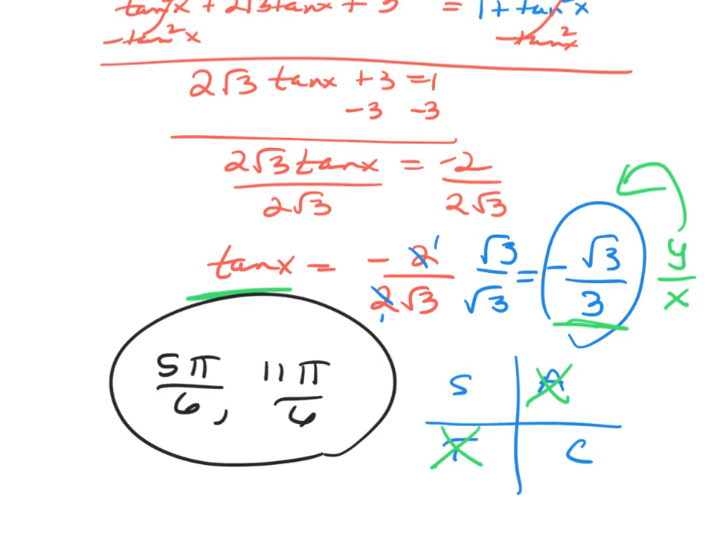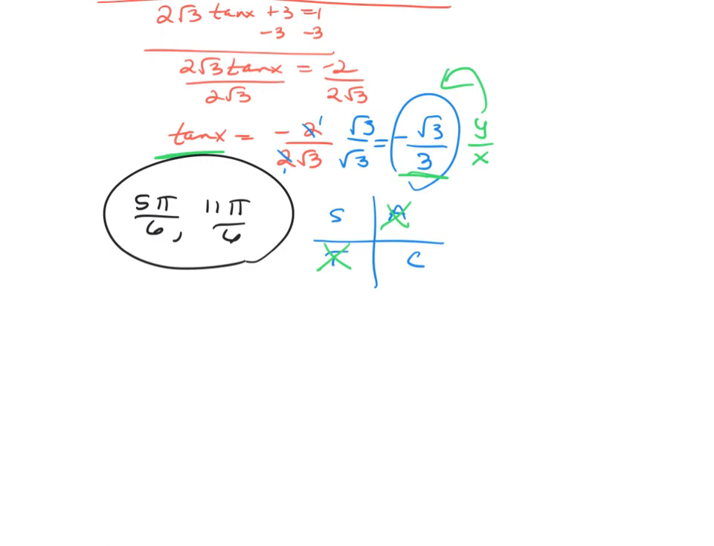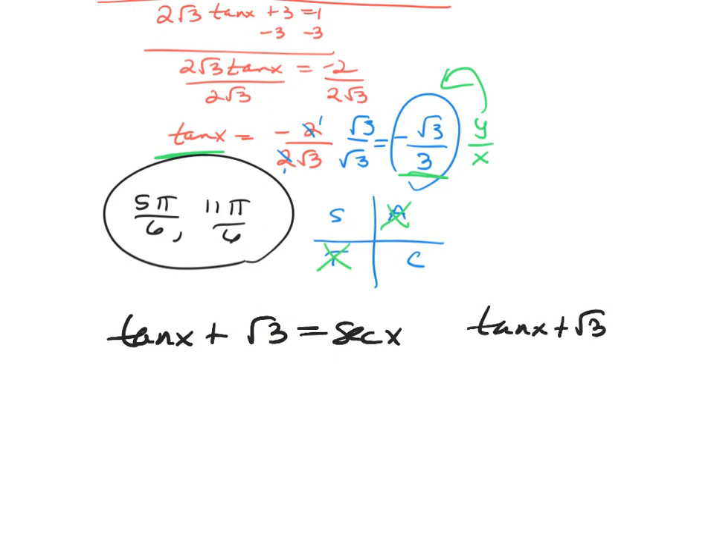Whenever you have a radical, we need to check our answer for extraneous solutions. So I need to check this, and I need to plug it back in to the original. So when you have a radical, we need to check our answers. So let me rewrite the original problem. Tan x plus root 3 equals secant x. And I'm going to write it twice because I got 2 things to plug in. Okay, so I'm going to plug in first the 5 pi over 6 here, and then the 11 pi over 6 here. It's going to go into both of these.